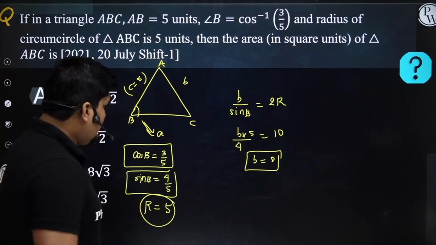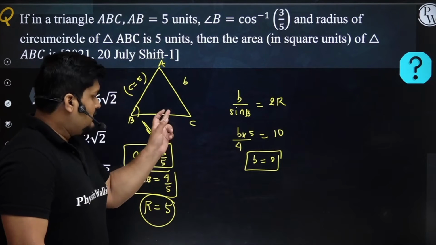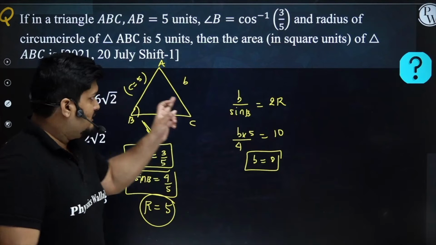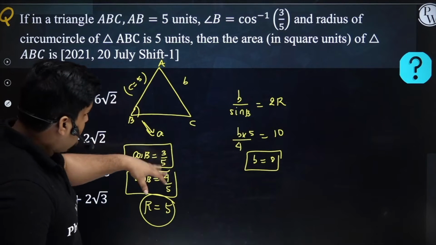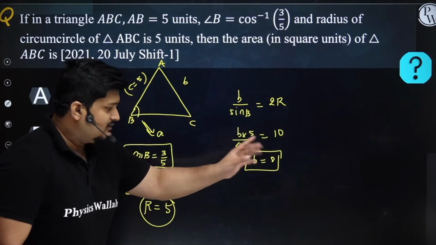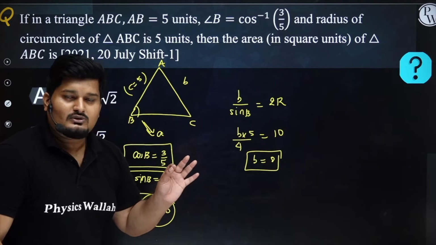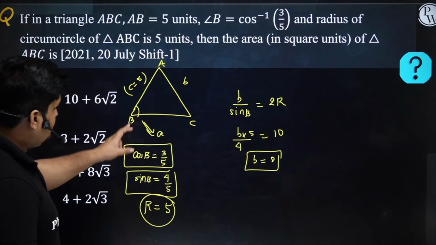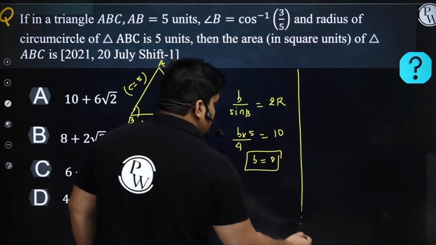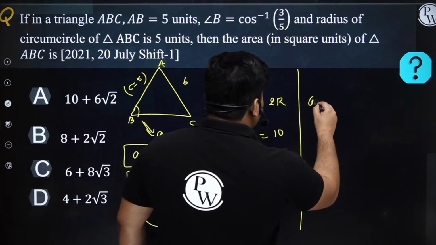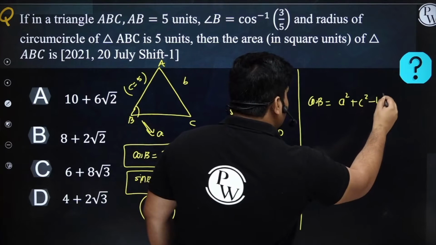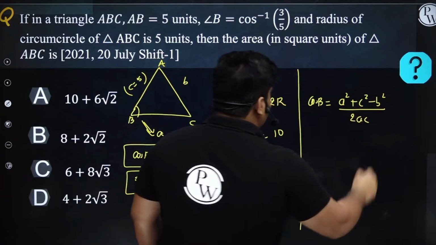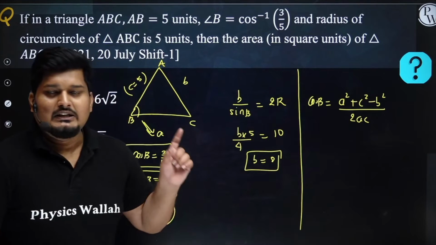So side B is known now, and side C is also known. Can we find sin C? Or what can we do? We have side B and side C, so using the cosine formula, we can find the remaining side. Cos B will be equal to (A square plus C square minus B square) divided by 2AC. We can use this to find the remaining side.